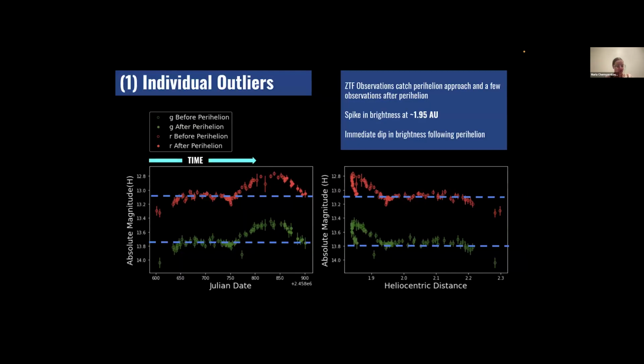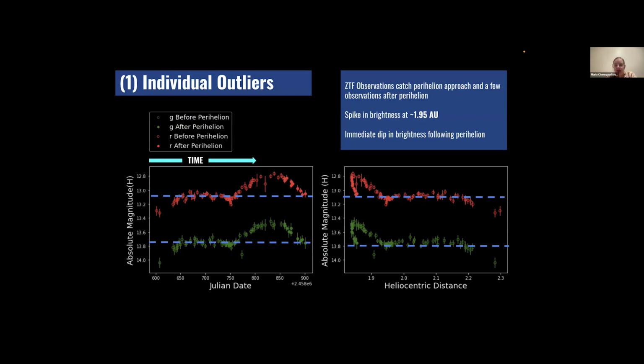There's a lot on the slide. Don't worry about it. This is an individual outlier. We have an object whose properties change over time. That's what the plots at the bottom tell you. They give you the same information just in 2 different ways. Let's start with the plot on the left. You have absolute magnitude H as a function of time.